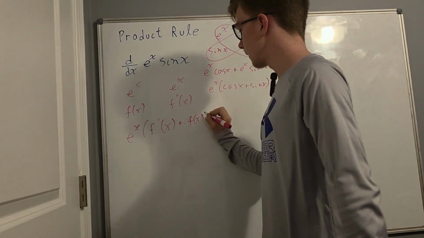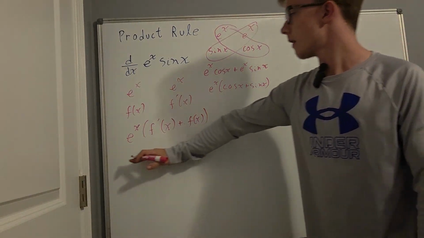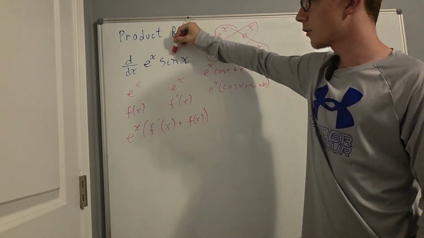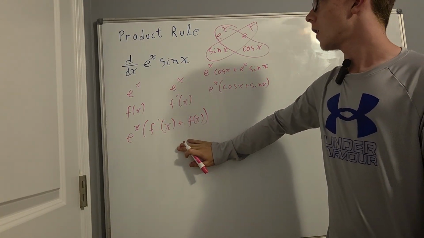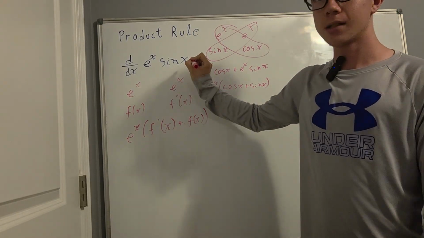That's a bad f again. Based on that, we can see every single time we have e to the x times some other differentiable function, it's going to end up looking like this. So that's pretty cool. No matter what, it's always going to work as long as this other function is differentiable.